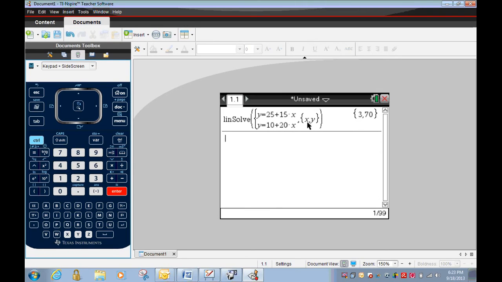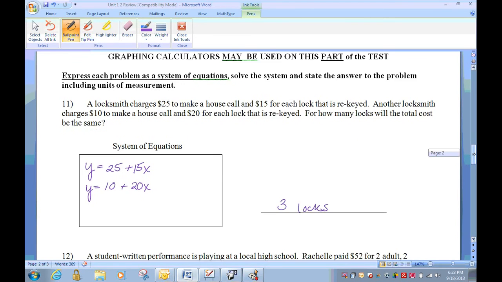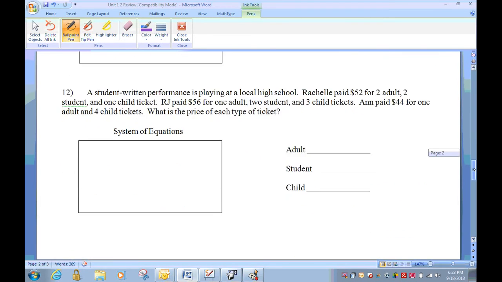and the solution for x, which is the number of keys, remember x represents the number of keys rekeyed, and y is the cost. So the number of keys rekeyed is 3 locks is the appropriate answer for the cost to be the same. All right, now we're going to go for 12.